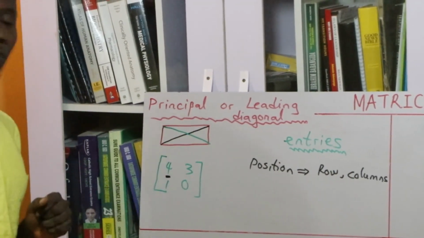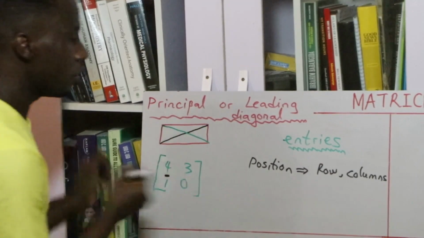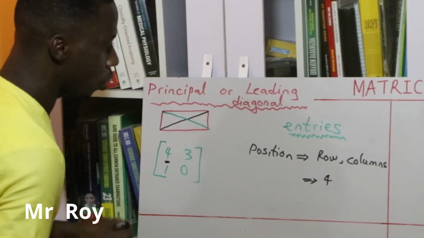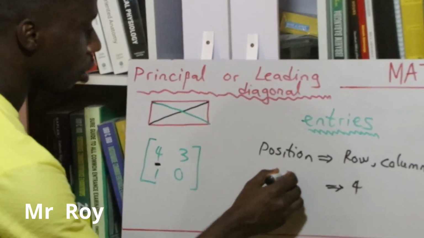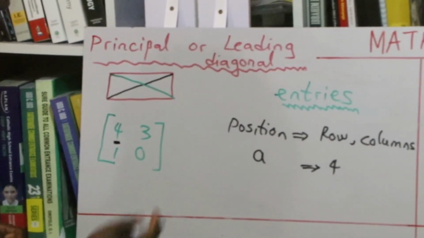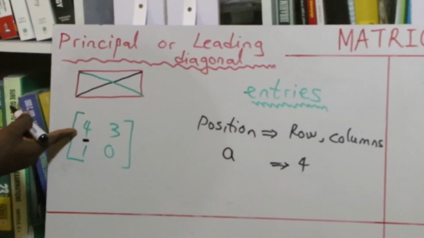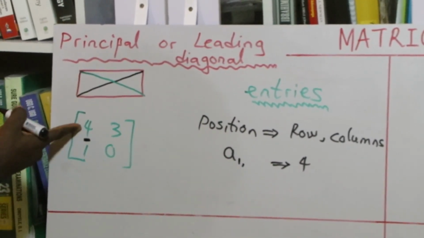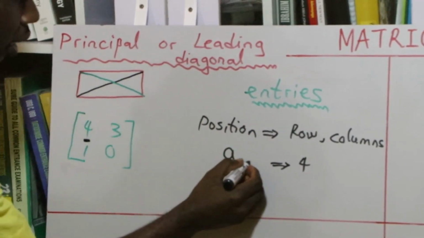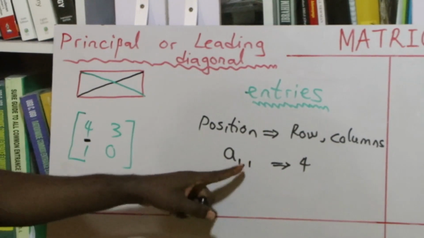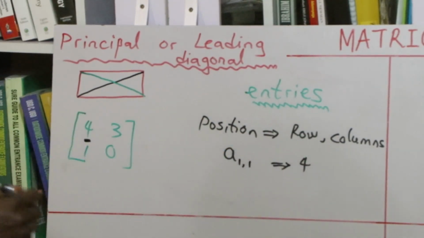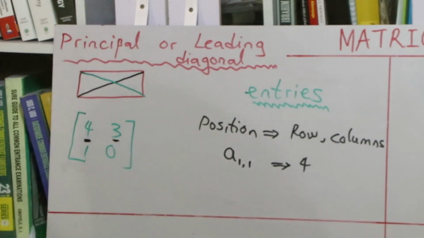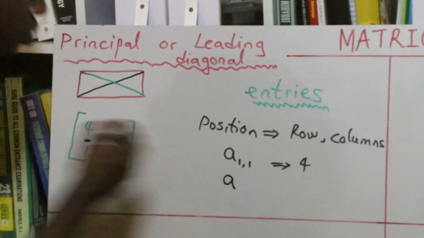So what is the position of entry 4? Let's use A to represent entries, okay? The position of entry 4 will be, because 4 belongs to row 1, it will be 1, comma, and 4 also belongs to column 1. Okay? So it will be row 1, column 1. So this is the position of entry 4. Good. Now, what is the position of entry 3? Okay? Let's use our A to represent entries.